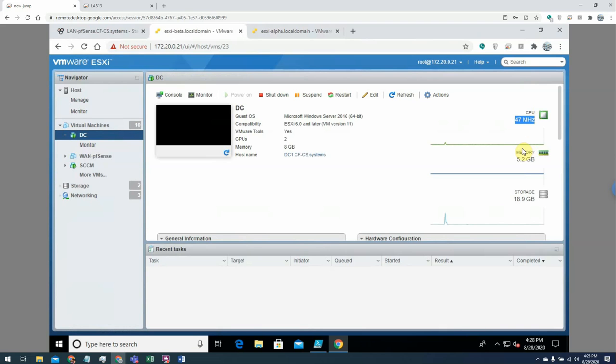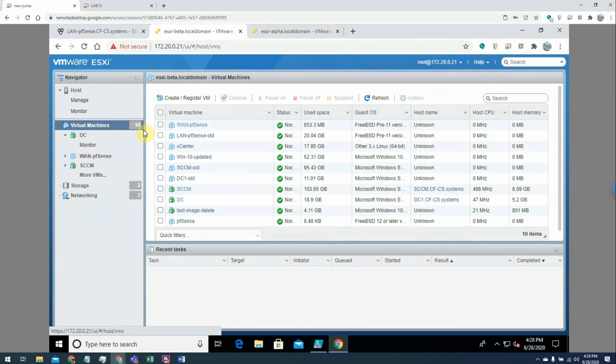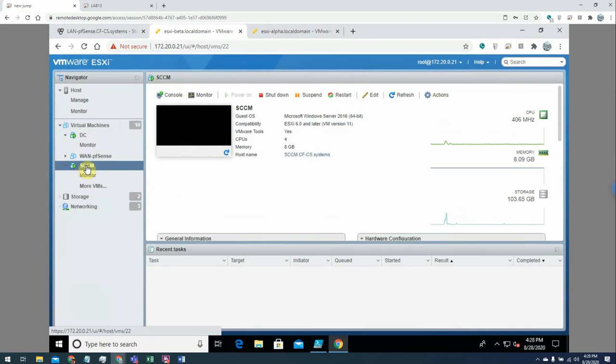Look at this one. This DC, look how much CPU it's using: 47 megahertz. Right, exactly. So when you're talking about how many resources a CPU uses, the problem, the always the snafu or the issue, if you will, is memory. As far as all the compute resources, memory is the one that is probably the worst.